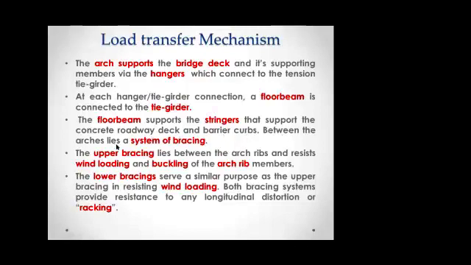Between the arches lies a system of bracing. The upper bracing lies between the arch ribs and resists the wind load and buckling of the arch rib members. The lower bracing serves a similar purpose to the upper bracing in resisting wind load. Both bracing systems provide resistance to any longitudinal distortion or racking.